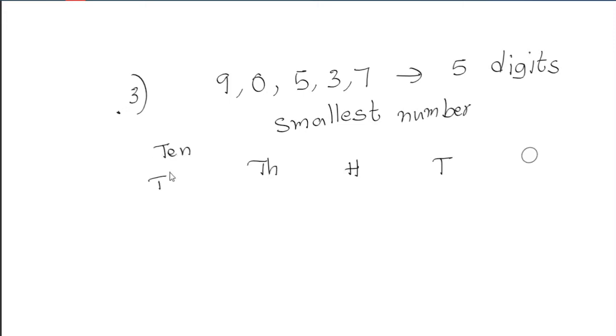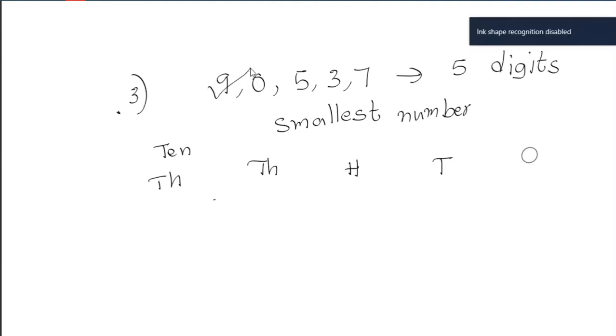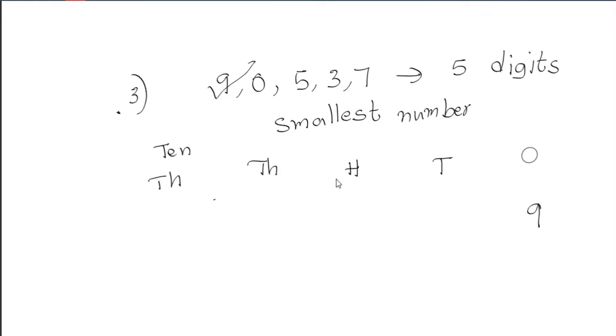Okay children, among these 5 numbers, 9, 0, 5, 3, 7, which is the greatest? 9 is the greatest. So you have to write 9 in the ones place. Next smaller is 7, so 7 in tens place. Next smaller number is 5, so 5 in hundreds place. So now 0 and 3 are left.